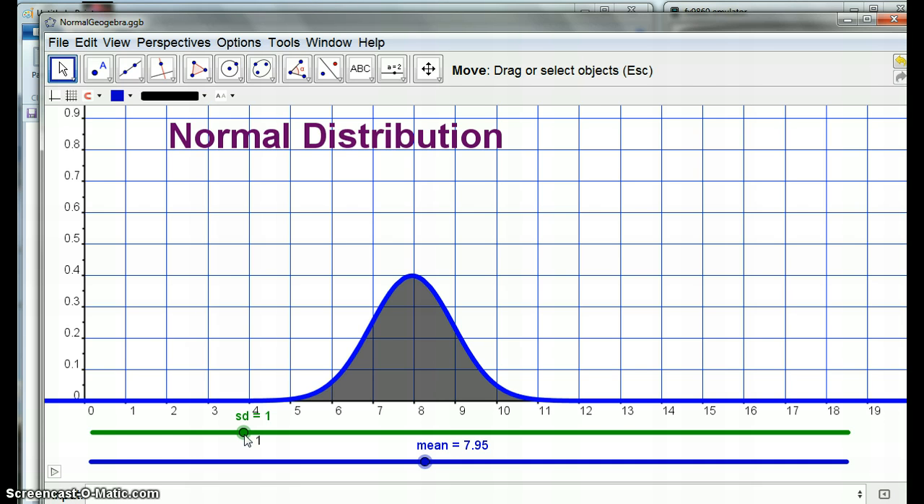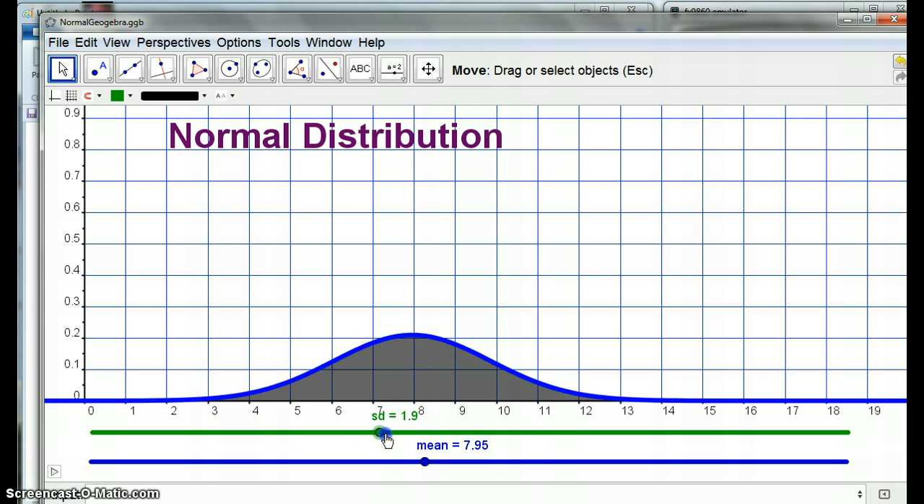Within 3 standard deviations, you're going to have all the data, basically. So if we take 8 and we take away 3, we get 5, and if we get 8 plus 3, we get 11. So you can see the 5 and the 11 there. If I change my standard deviation, see how, because the area under has to stay the same, the distribution becomes flatter and more spread out as the standard deviation becomes bigger.